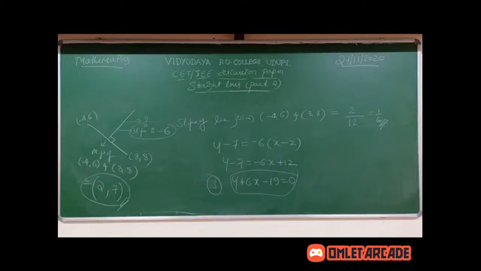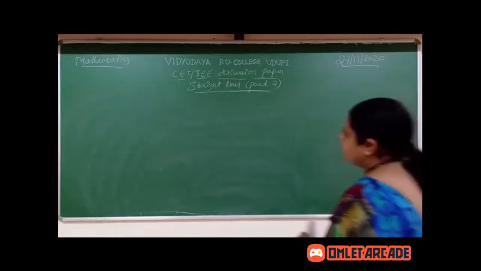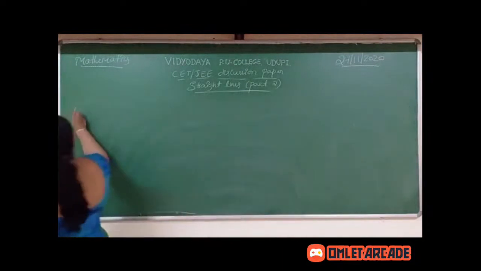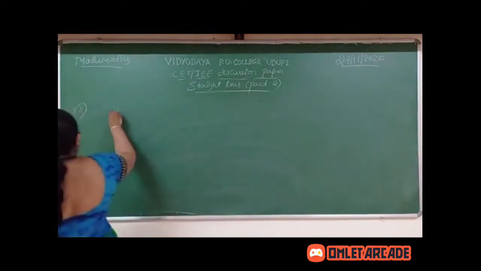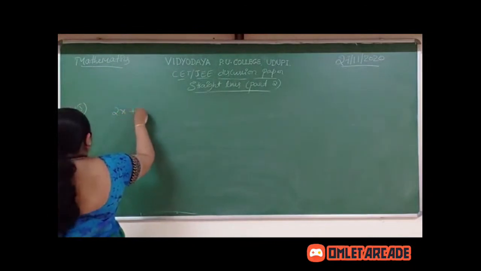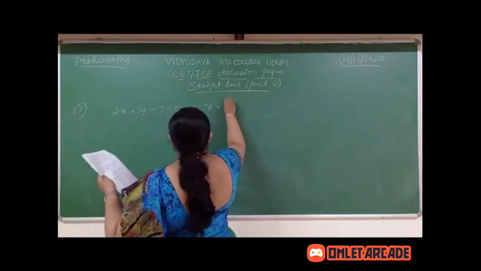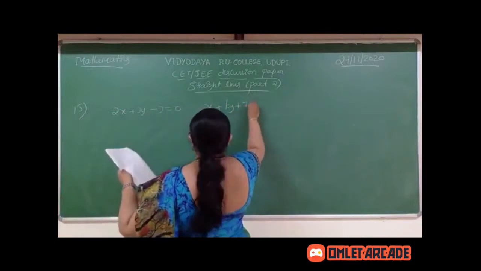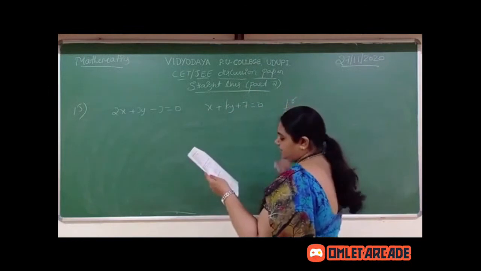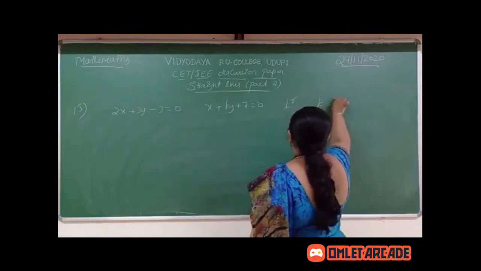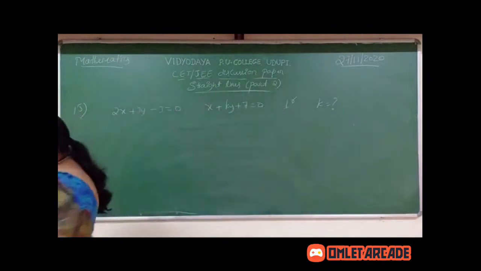So this is the equation of the line. We'll see the next one. Next we'll see the 15th question. If the straight lines 2x plus 3y minus 3 is equal to 0 and x plus ky plus 7 is equal to 0 are perpendicular, then find the value of k. They are saying these 2 lines are perpendicular.